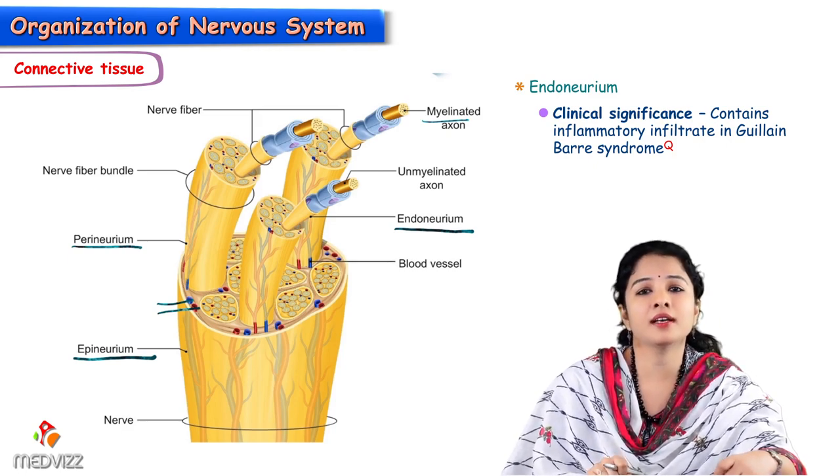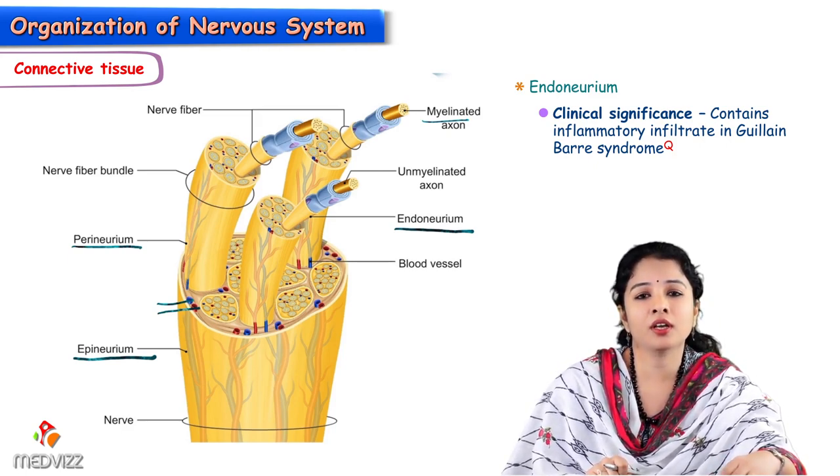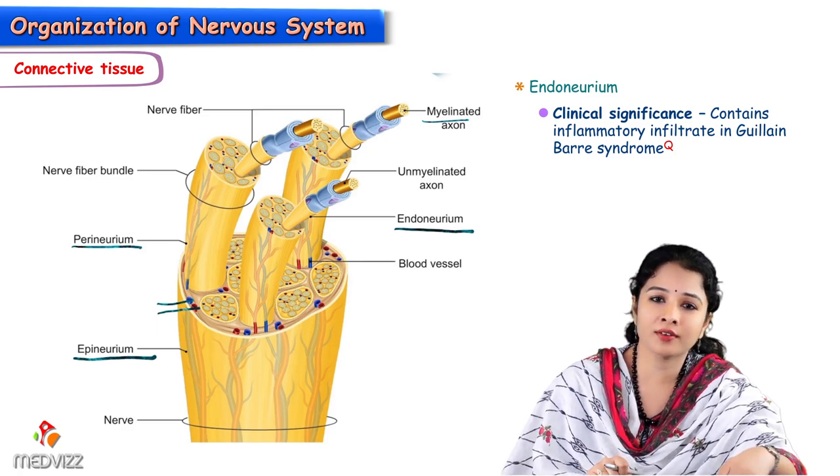So, this completes a basic introduction about the organization of the nervous system.